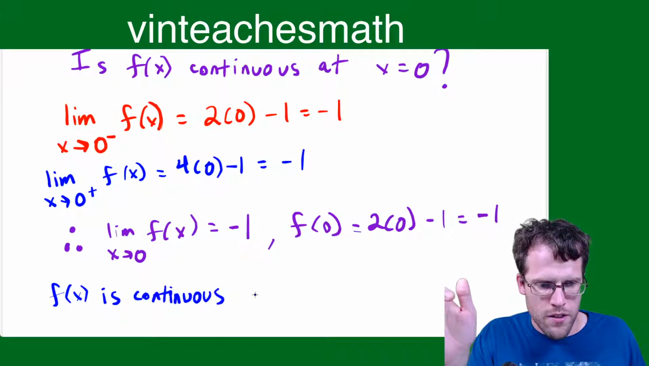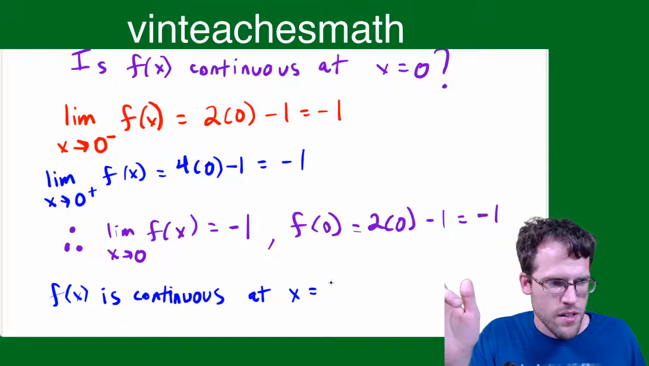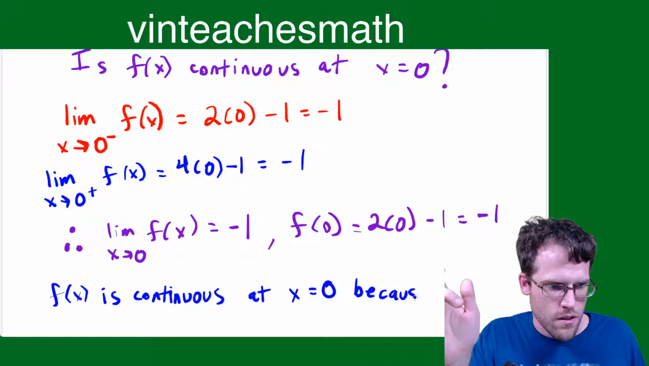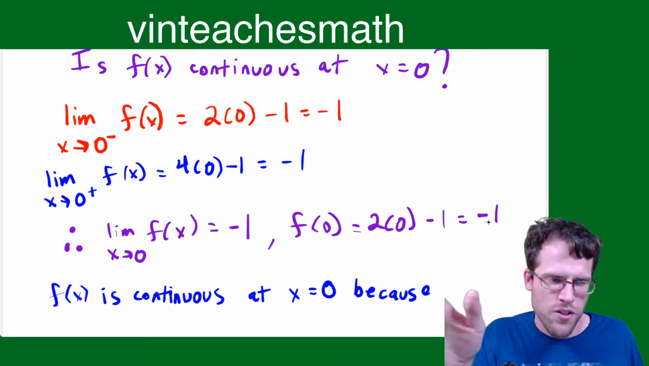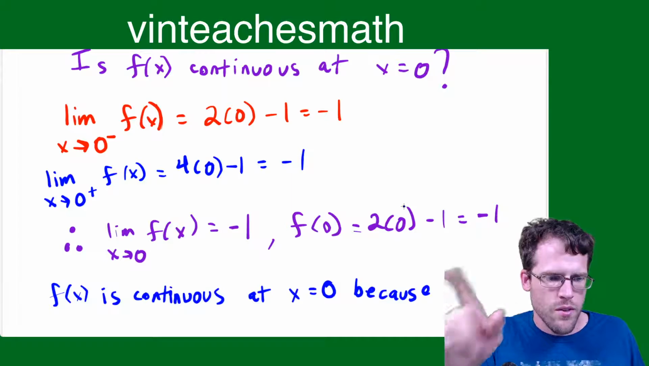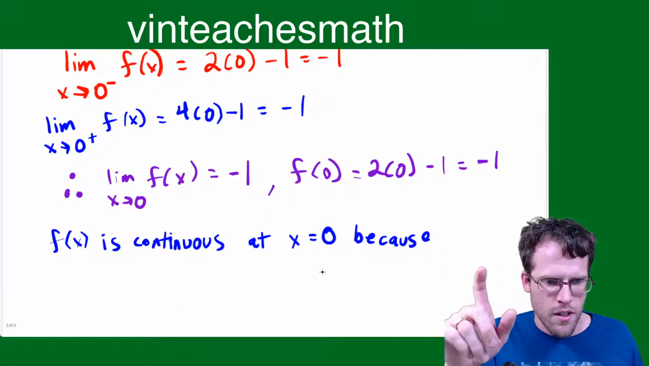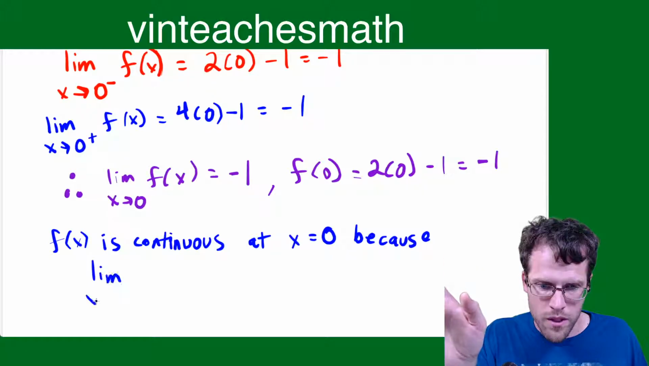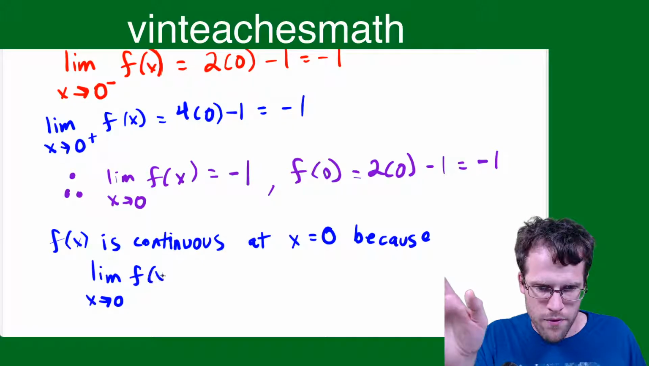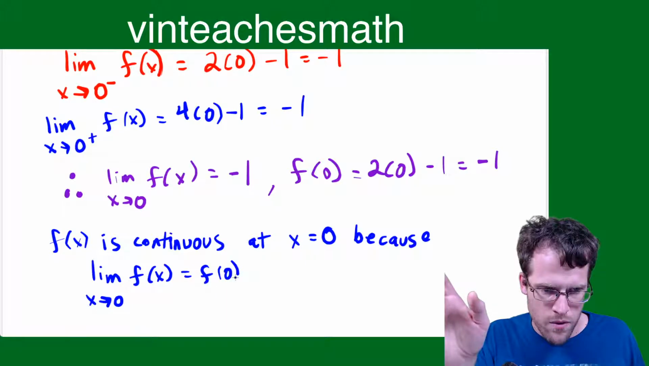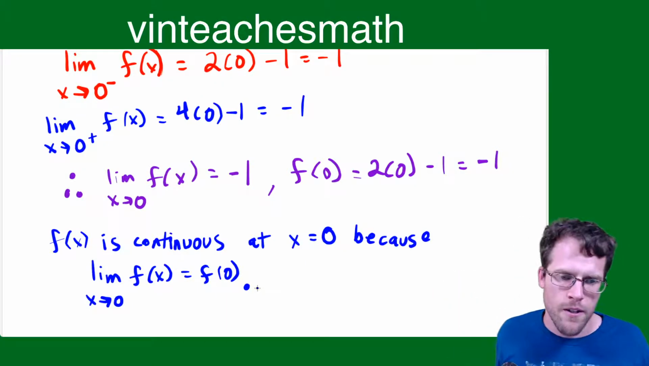All right, so f of x is continuous at x equals 0. Sorry if I said at x equals negative 1. The limit and the function are negative 1, but f of x is continuous at x equals 0 because, and now we just connect everything by the definition of continuity. We have the limit as x approaches 0 of our function f of x. So the limit of our function is equal to the function value at 0. Okay, and that explains it.